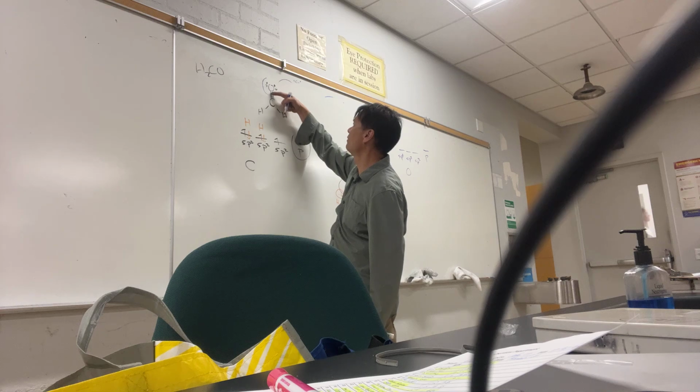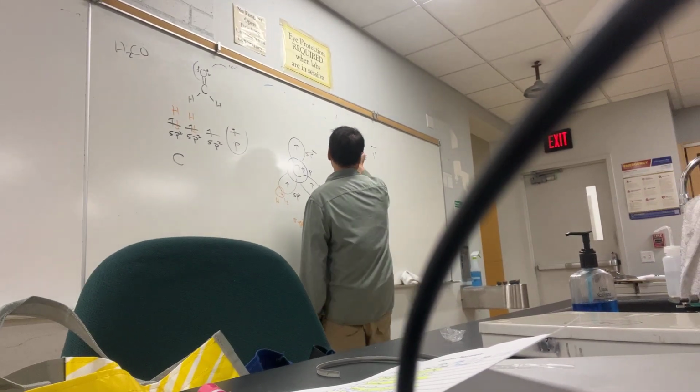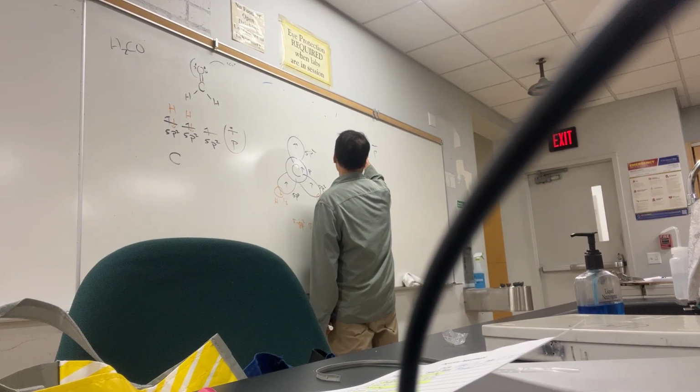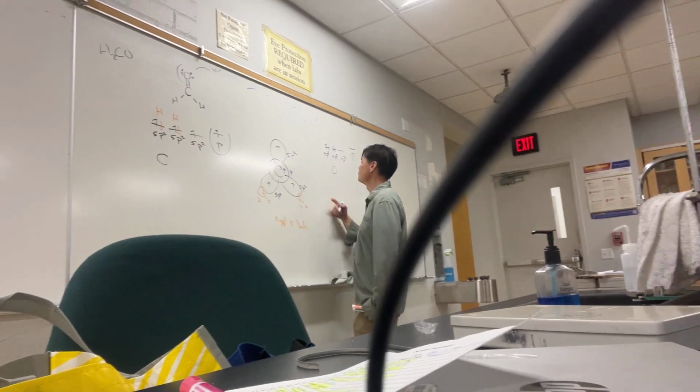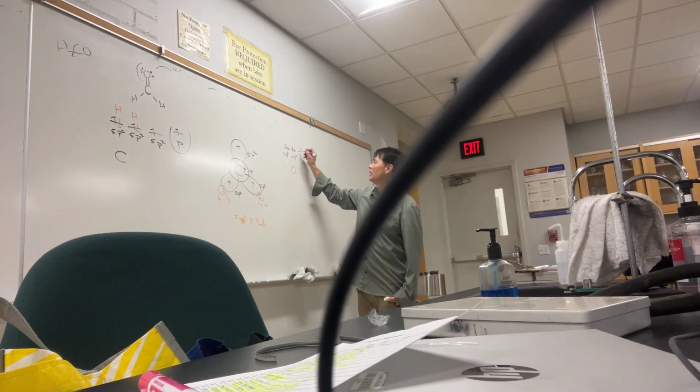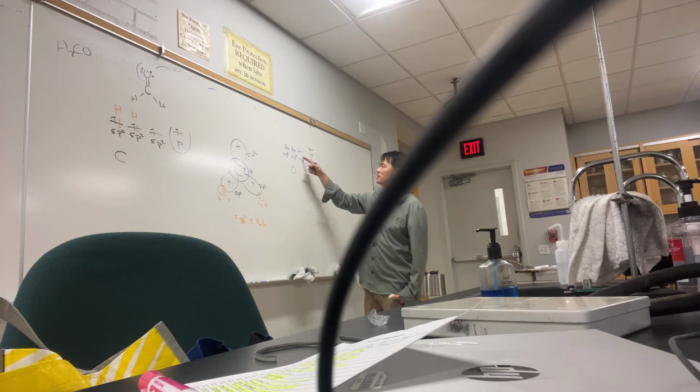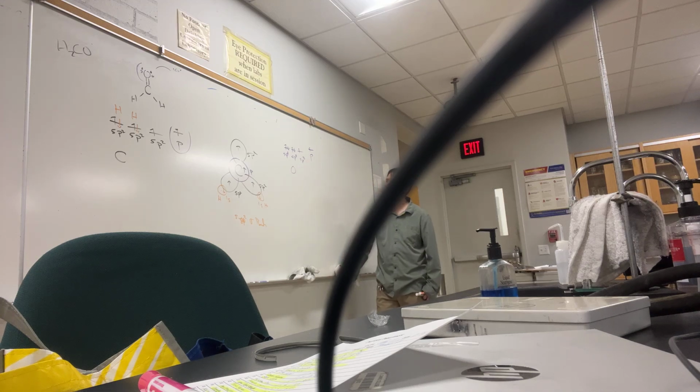All right, so I'm going to write out the oxygen up here. Okay, which is going to have smaller sp2 orbitals, oxygen or carbon?